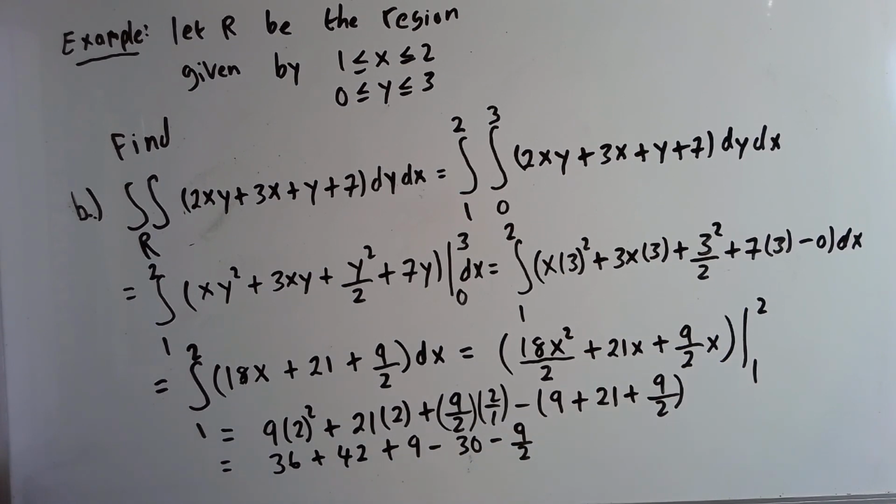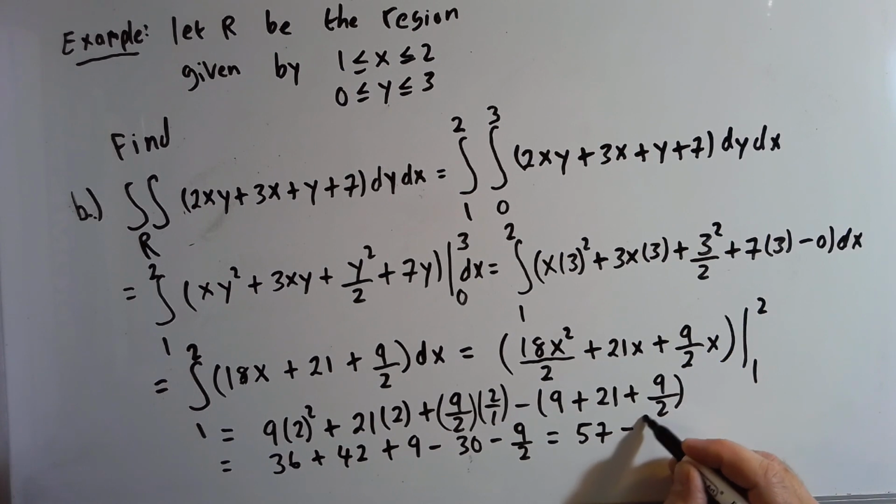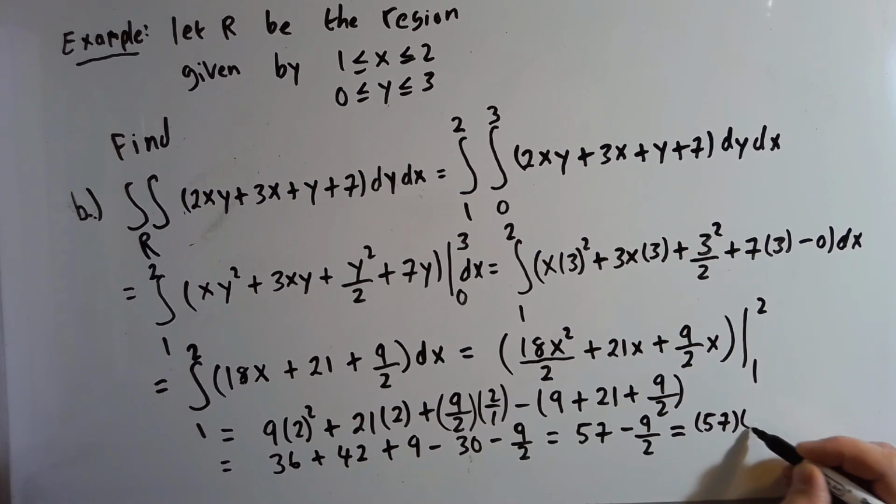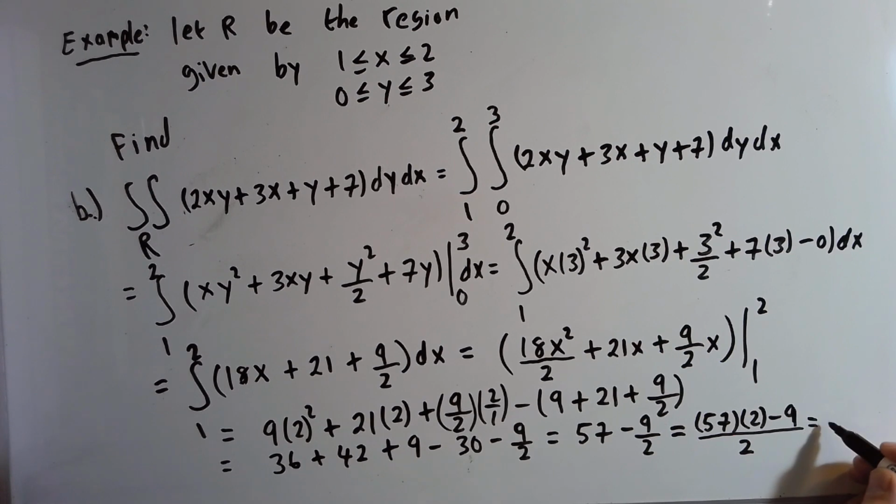Okay, so adding this will be 78 plus 9, so it'll be 87 minus 30, so 57 minus 9 halves. Then changing to halves, so it'll be 57 times 2 minus 9 over 2. And you can check that's 105 over 2 also. So same answer as it should be.